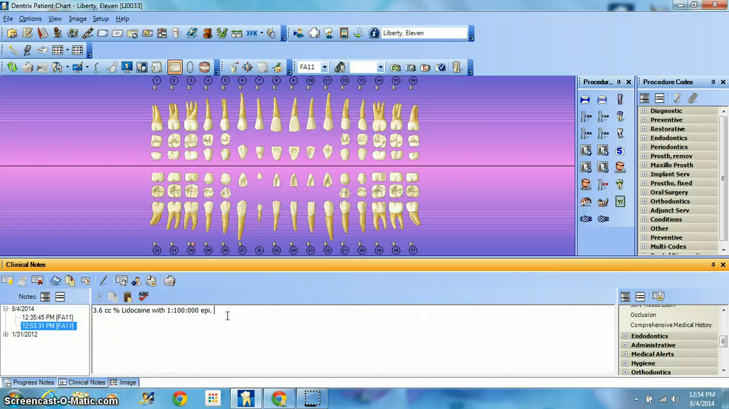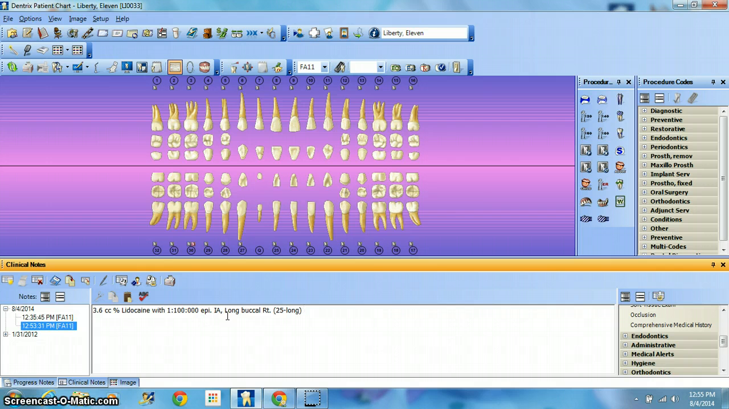Now, what injections did you give? We gave an IA, inferior alveolar, and a long buccal injection. And we did this on the right side, which is the quadrant 4 or the mandible. And then we write down what kind of needle we used. We used a 25 gauge long needle.